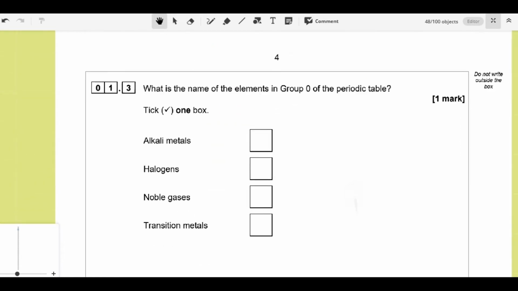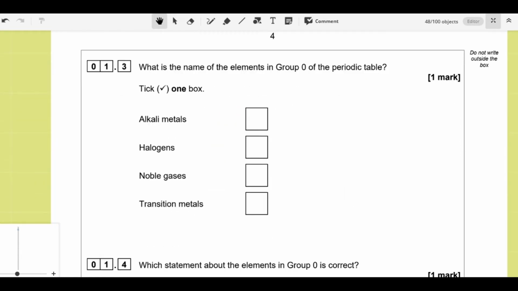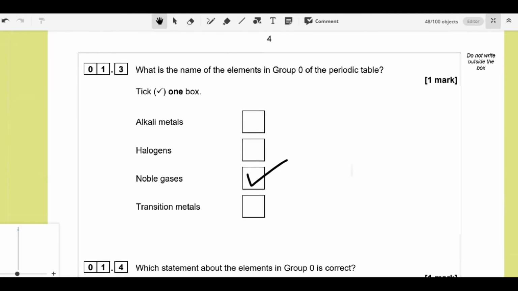Next question is about what is the name of the elements in group 0 of the periodic table. Alkali metals, halogens. Alkali metals are not group 0, halogens are group 7, noble gases, that is the correct answer, because the noble gases are the group 0 or group 8 elements, sorry.